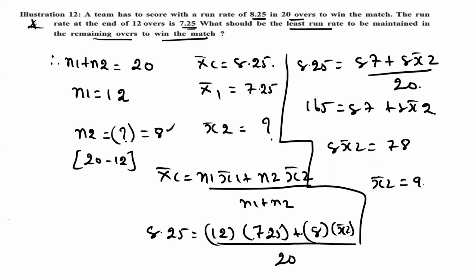9.75. Okay. Very fine. Clear to all of you? Any doubt? No, sir. Okay. Now it's a weighted mean. Just have a read of the sum. It's very easy.